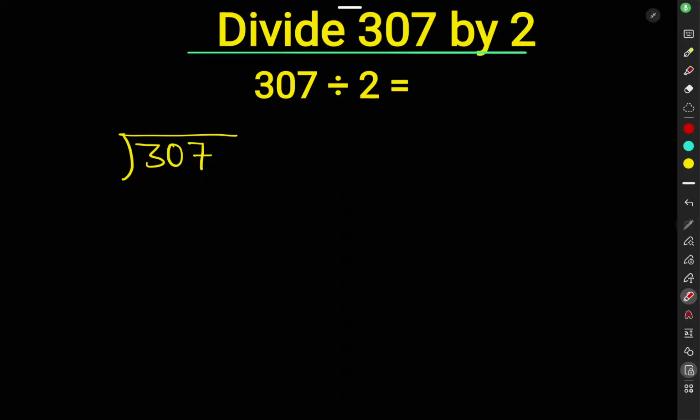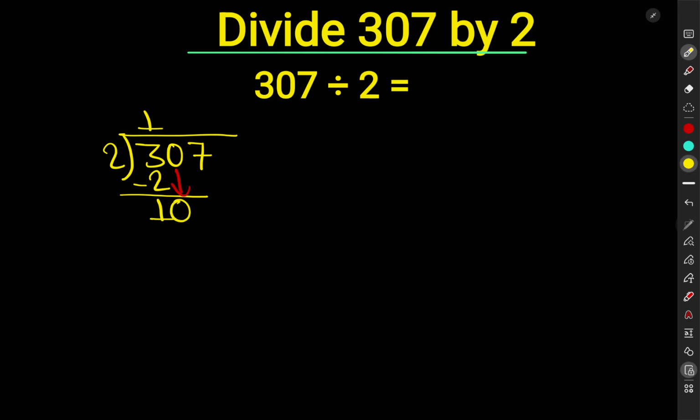We divide 307 by 2 in the long division method. So 2 times 1 means 2. On subtracting we get 1. So now this 1 is less than 2. So we put down the number beside this, 0.